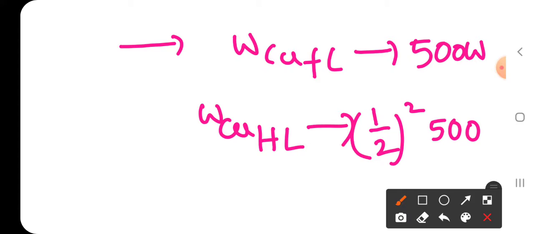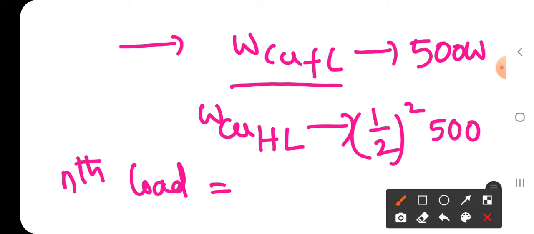So that means if the copper loss at full load is WCUFL, the copper loss at nth load is N square into WCUFL. This is how we can find the copper loss at any load if I know the copper loss at full load. Therefore, electrical losses or copper losses are the variable loss.